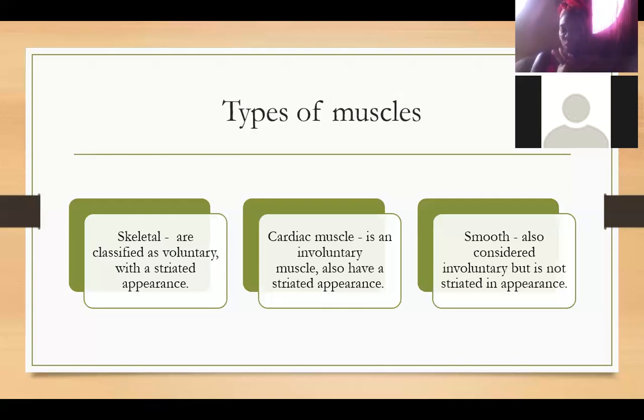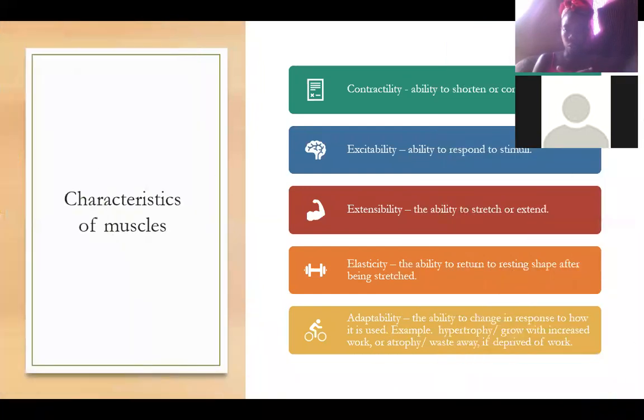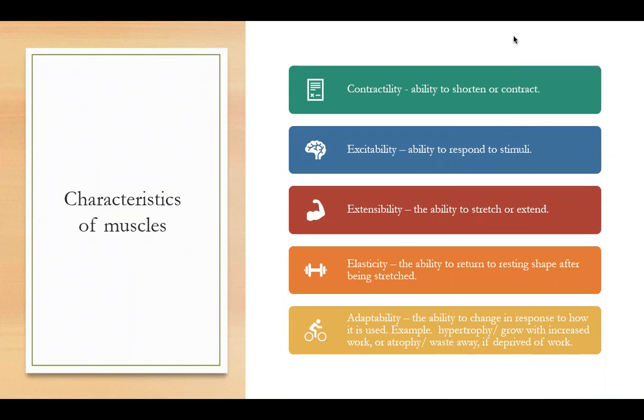Alright. So the next thing we are going to be doing today is the characteristics of muscles, or the properties of muscle. So the first characteristic of muscles is contractility, and this is the ability to shorten or contract. Very simple.